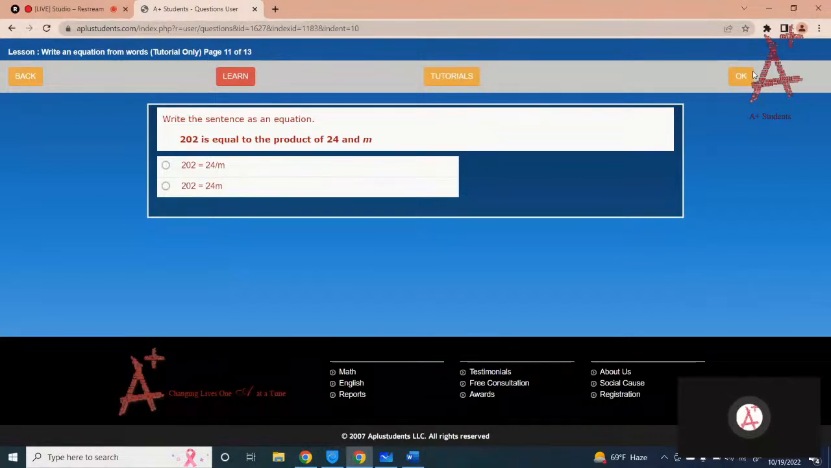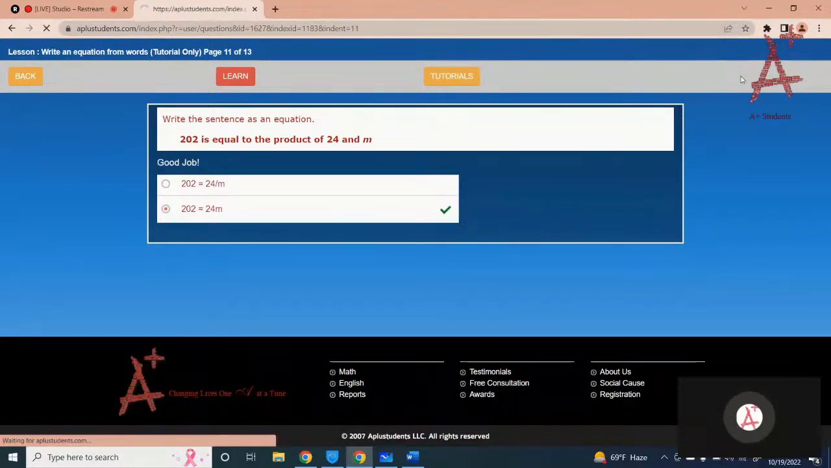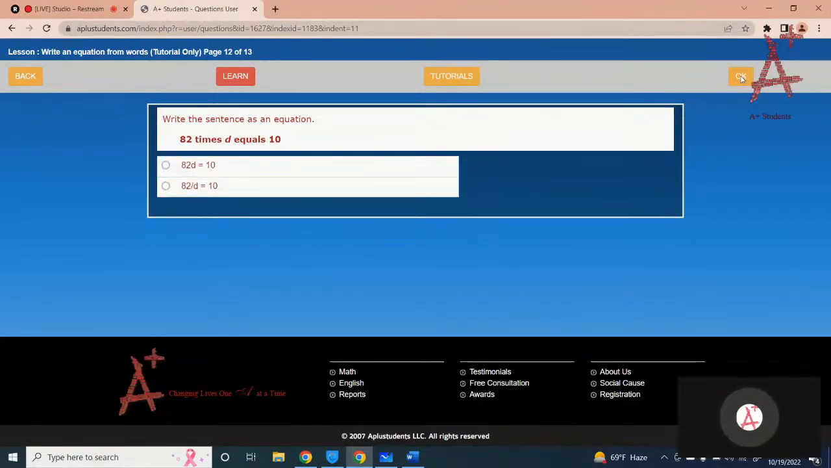Okay, the next one is write the sentence as an equation. 202 equals the product of 24 and m. Product means you have to multiply them. So it would be 202 equals 24m. Got it? Okay, select the correct option and click on the OK button. So you can complete the test by yourself later today.